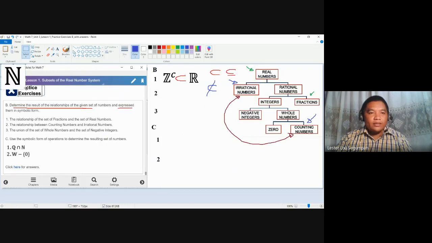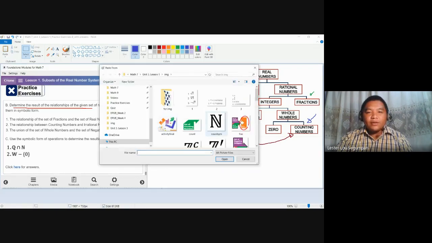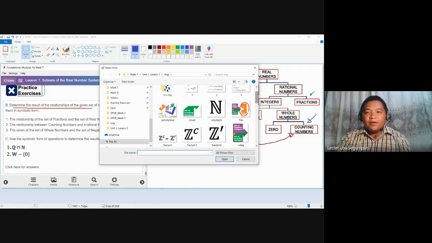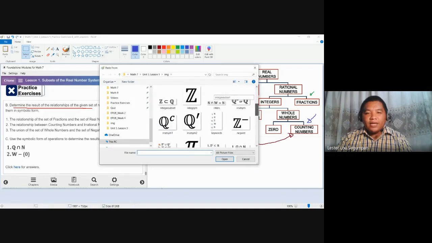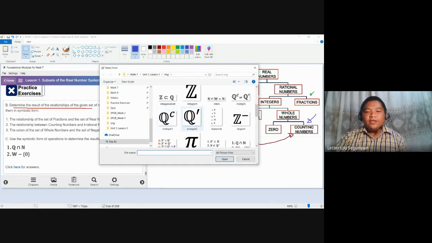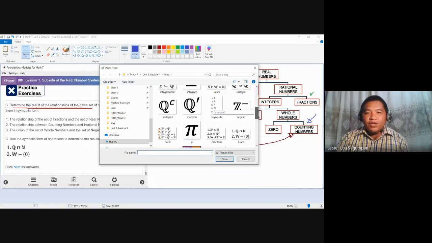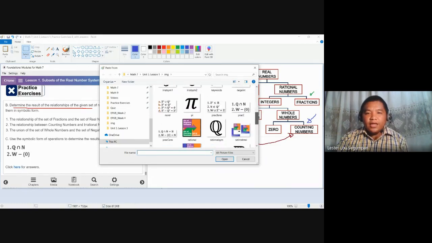I'm going to add this symbol, N, for counting numbers. And for irrational numbers, this is actually taken from the relationship of the rational numbers. So Q is the symbol for the rational numbers, because we will say rational, they can be expressed as a quotient. That's for rational, but the relationship here is for irrational.